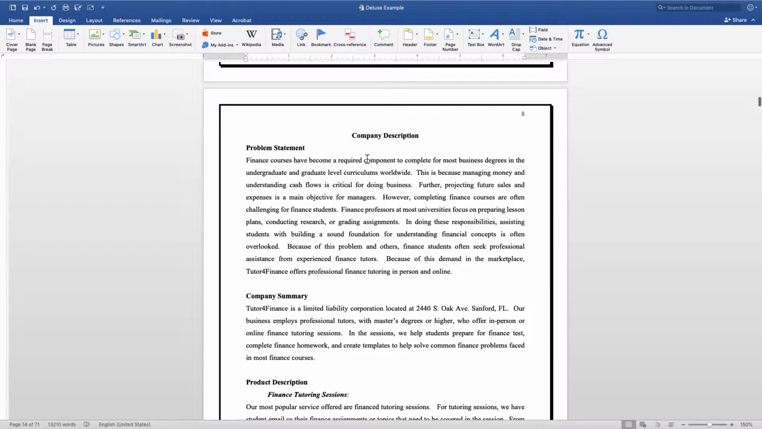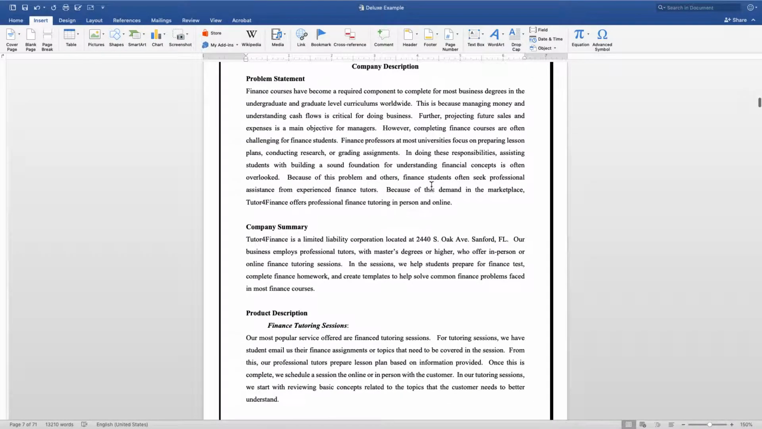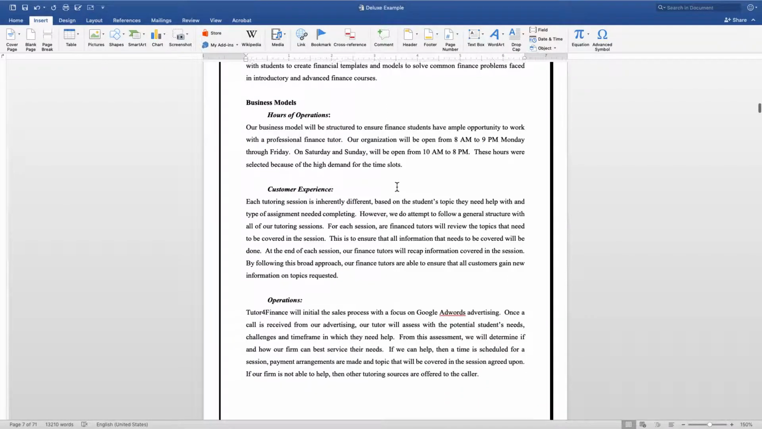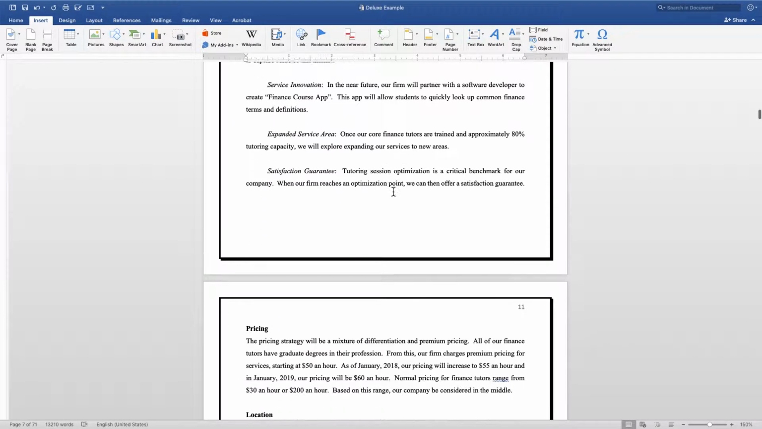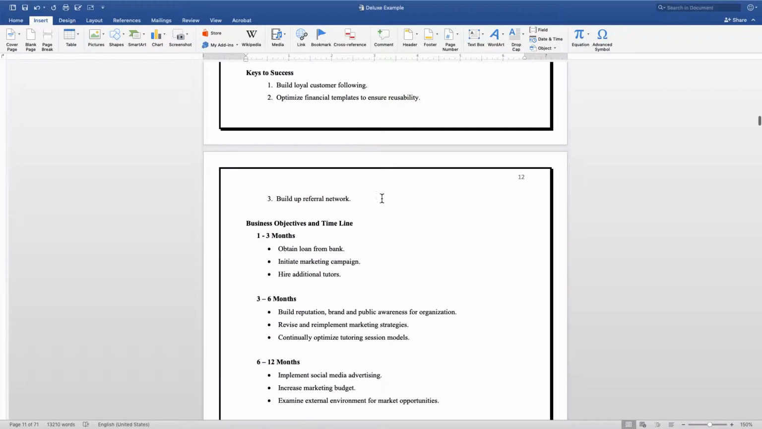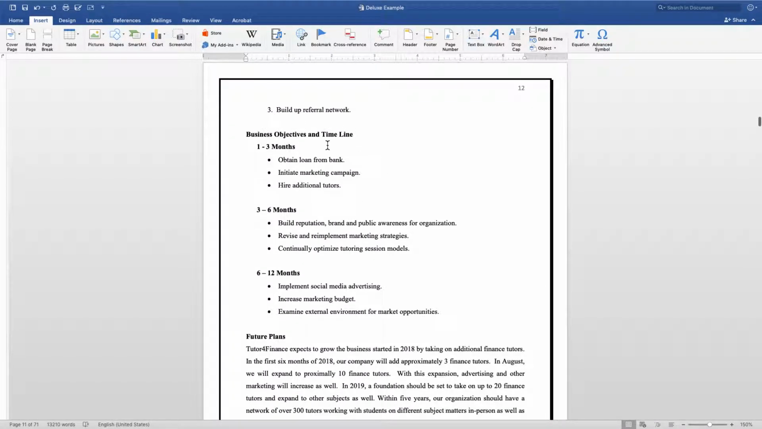I'll first start with the company description. Inside the company description, a little bit further down, I am going to have what I call business objectives and timeline. So in this section right here, I'm going to introduce to the reader what objectives I expect to attain in 3 or 4 month segments: 1 to 3 months, 3 to 6 months, and then 6 to 12 months. So here's where I'm introducing to the reader what I want to accomplish, and when I want to accomplish them.